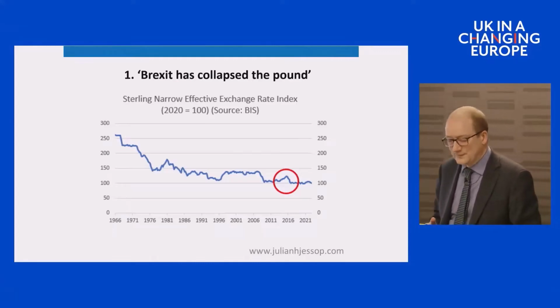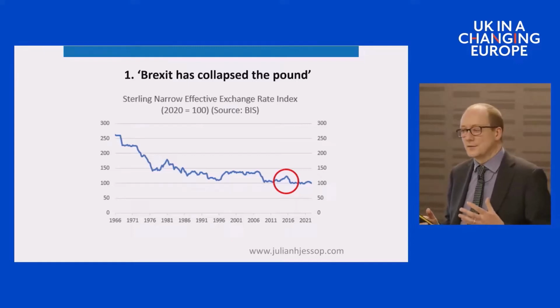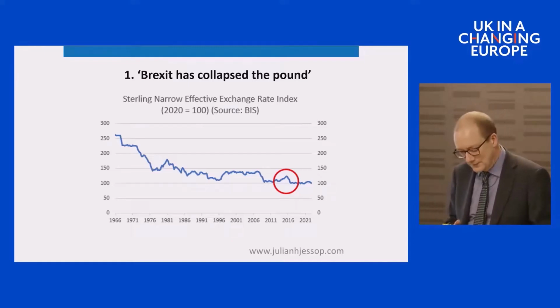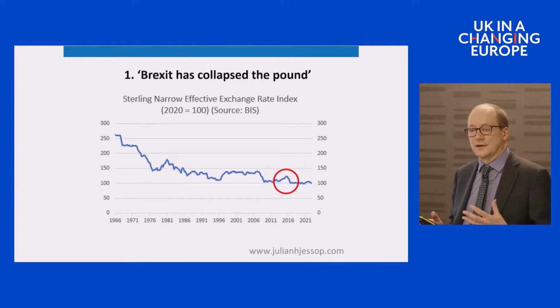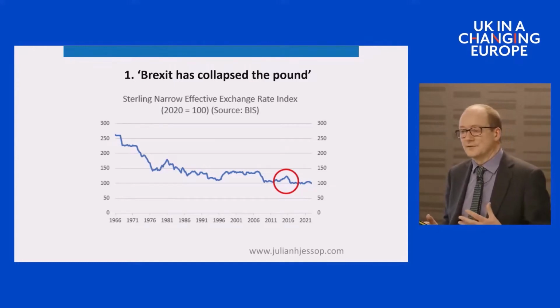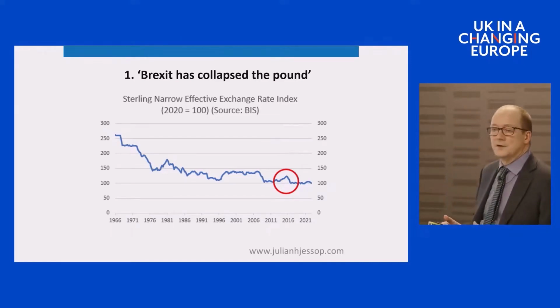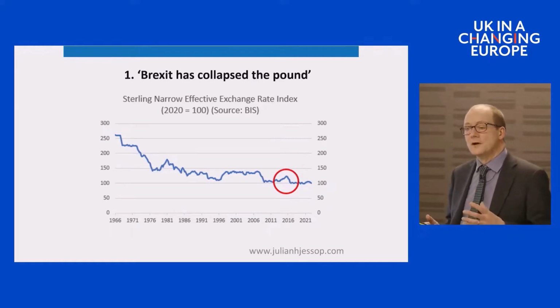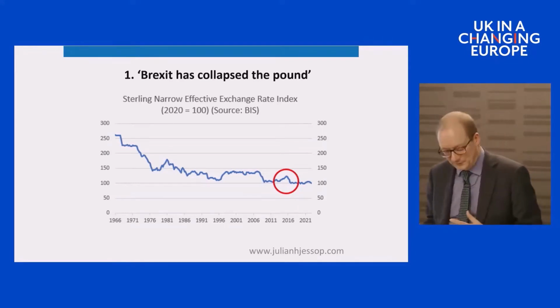You will often have heard it said that Brexit led to a collapse in the value of the pound in 2016 in the wake of the referendum vote. So what this chart does is it shows an index for the value of sterling against a basket of other major currencies, weighted according to their importance in UK trade. And you see I've marked the period in the years before and the years after the vote to leave the EU. Now, I hope you can get two takeaways from this straight away.